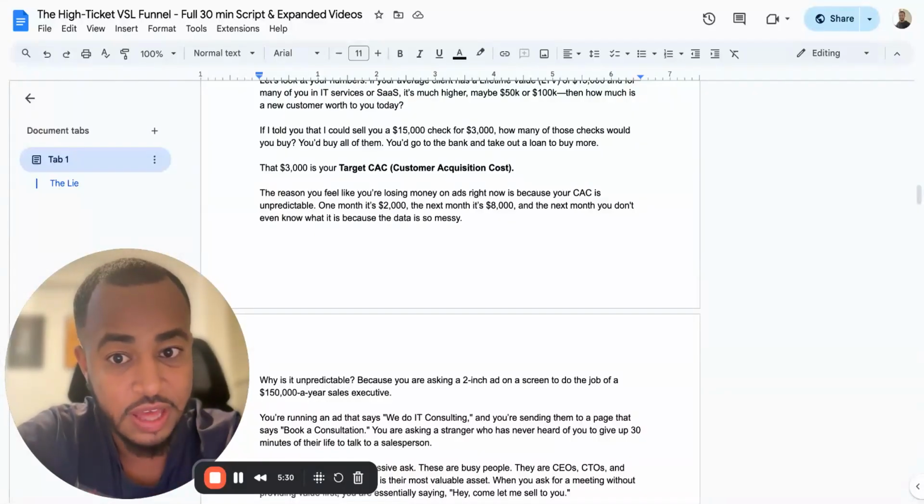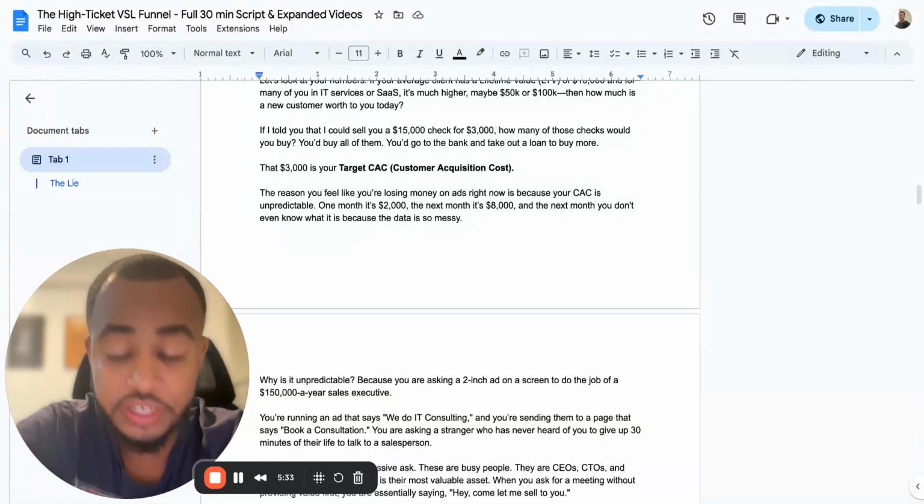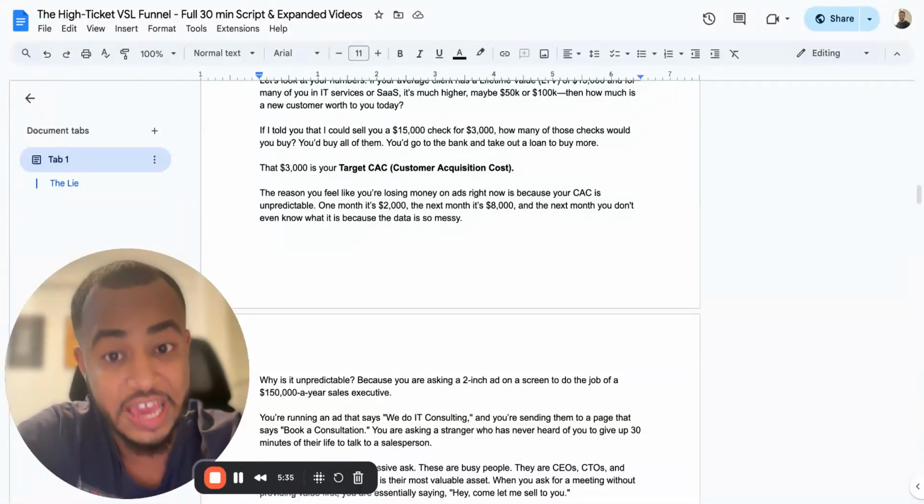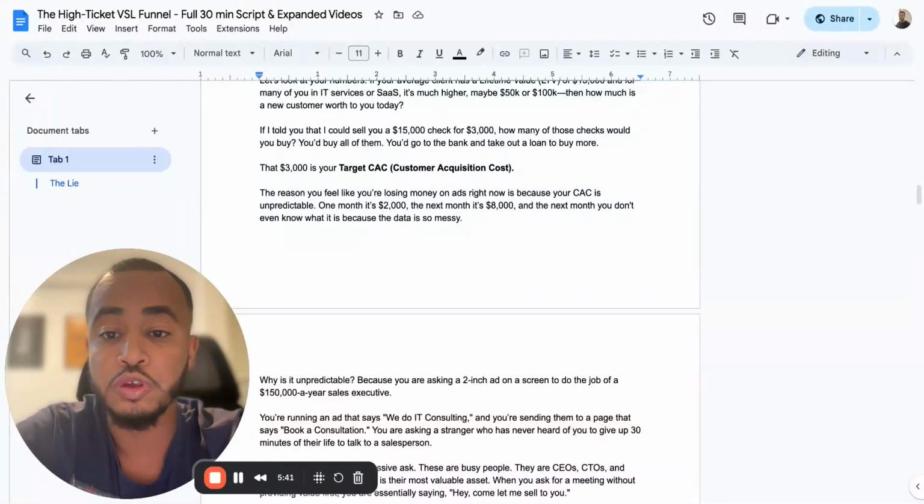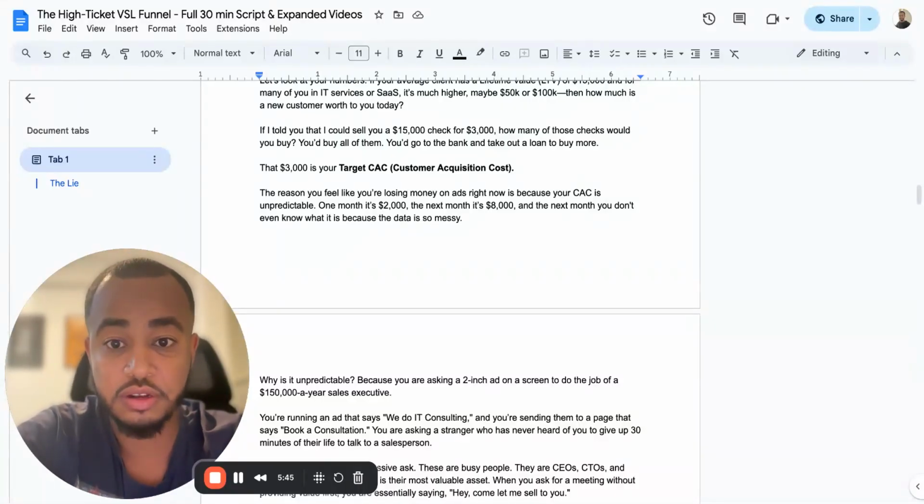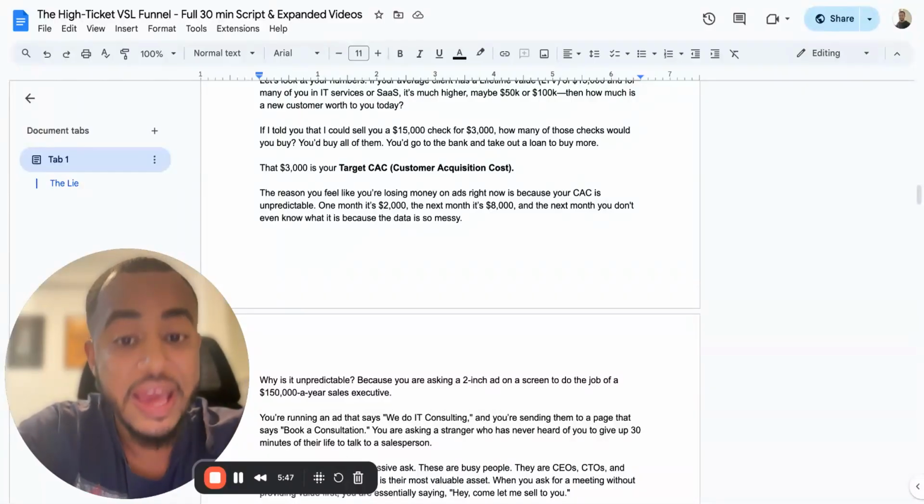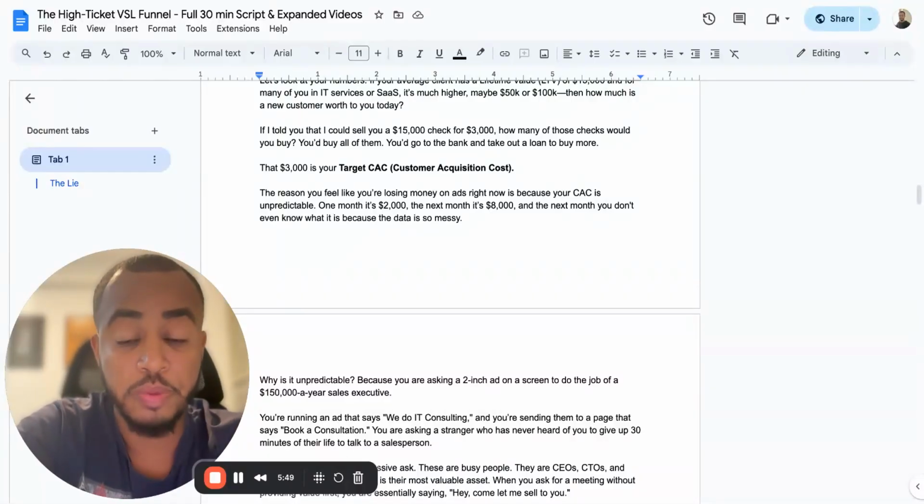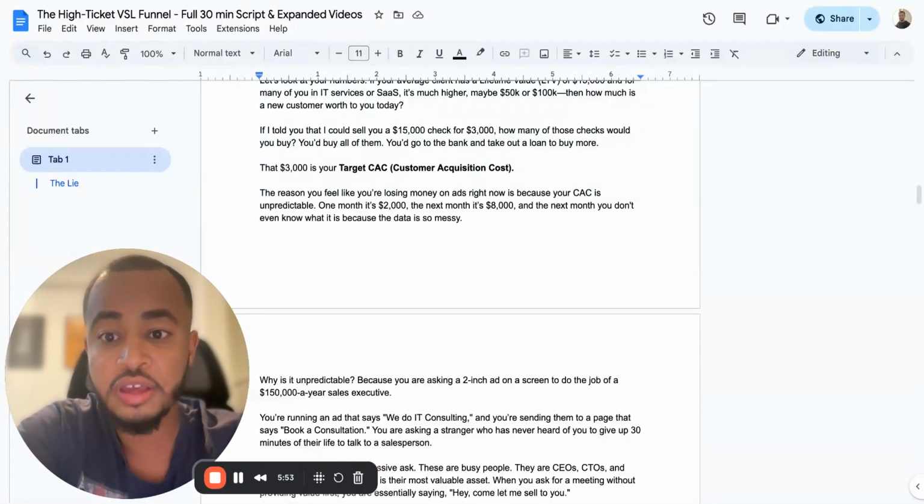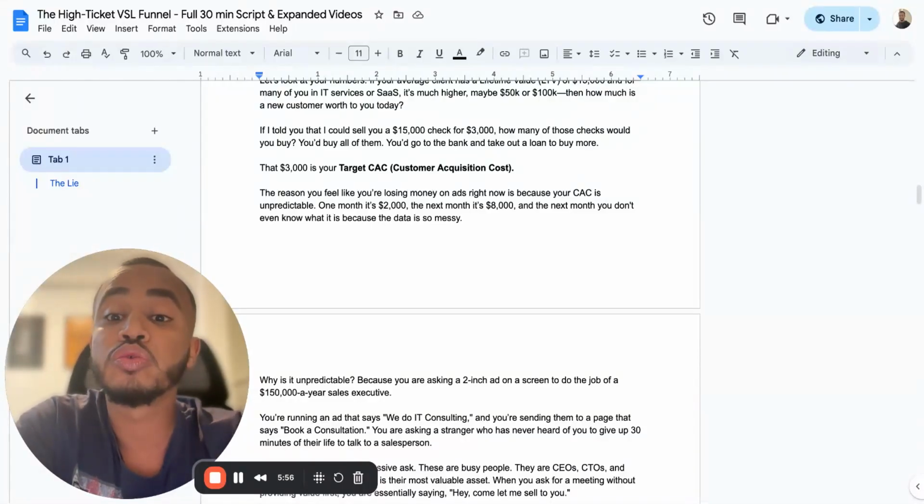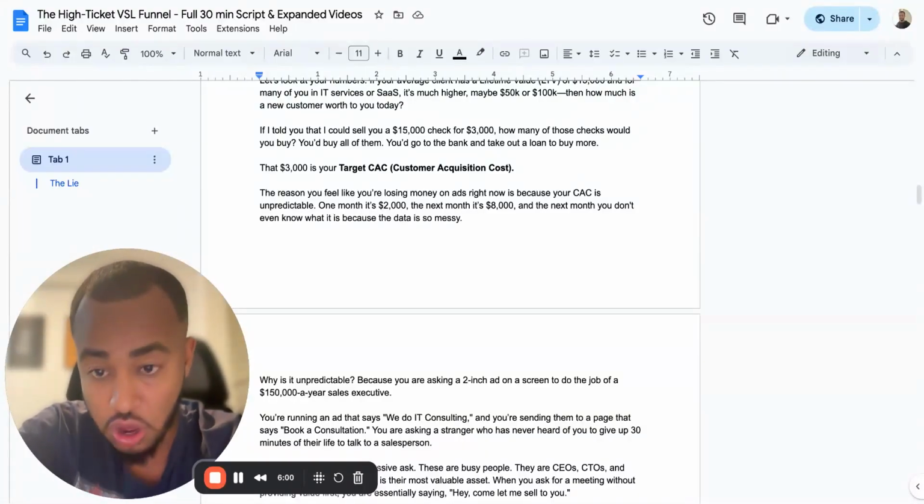If I told you that I could sell you a 15K check for 3 grand, how many of those checks would you buy? You would buy all of them. Probably you'd do that if you are a businessman. You would go to the bank and take out a loan to buy more. You would do this by any means. That 3 grand is your target CAC, which is customer acquisition cost.